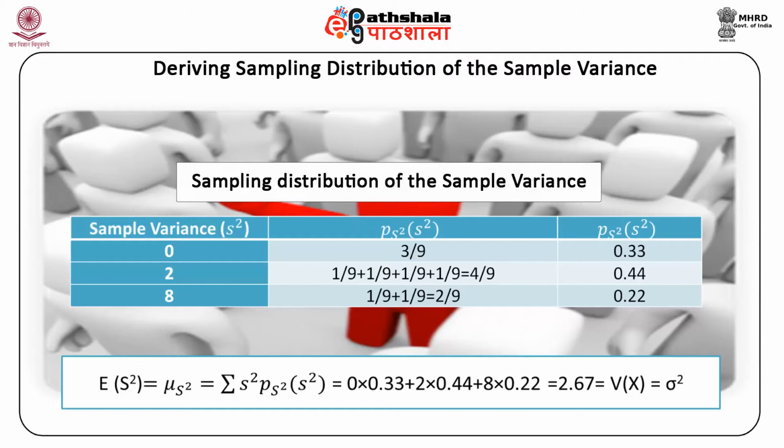Note that the calculated expected value or mean of the sampling distribution of sample variance is the same as the variance of the population, that is 2.67. This shows that the sampling distribution of sample variance is centered at the population variance. This implies in repeated sampling, the sampling distribution of s square demonstrates the spread of s square values around the population variance sigma square only.